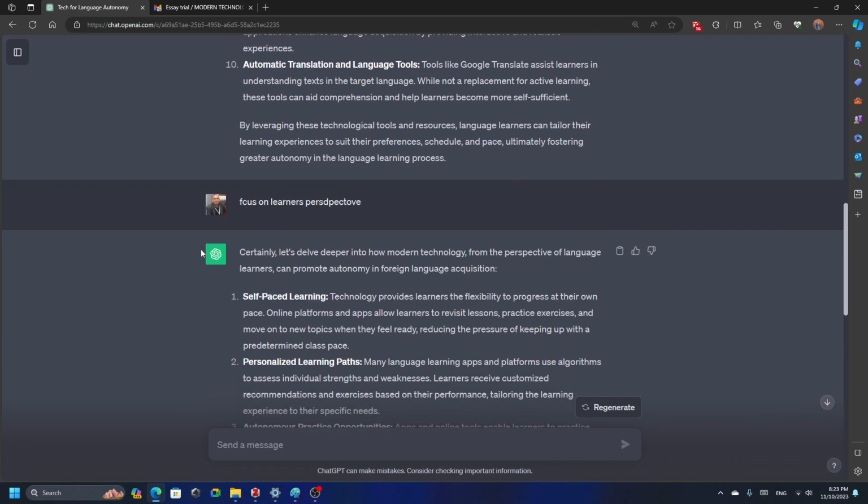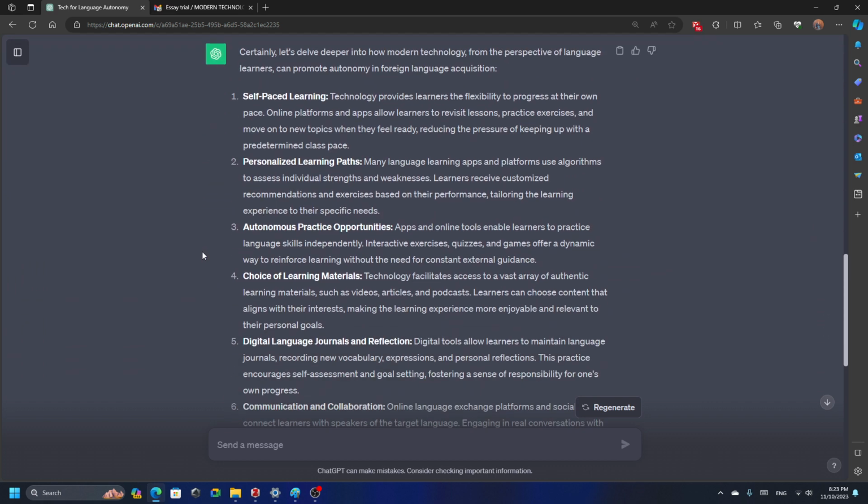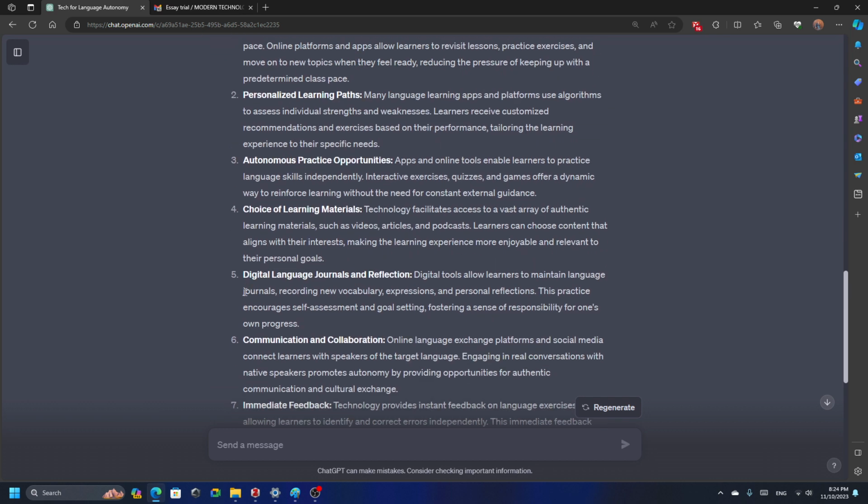Here I have modified the prompt: I just advanced the question, asking it to focus on the learner's perspective, and see the answer. If we ask ChatGPT to focus on the learner aspect, this is what we get: self-paced learning, personalized learning paths, autonomous practice, choice of learning. And indeed, this is what we really want in our essays, not the first thing.